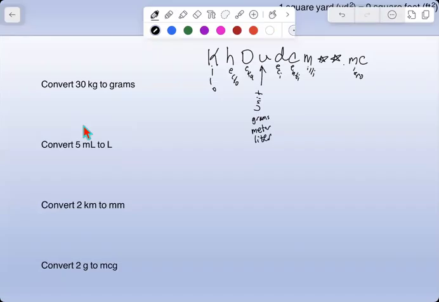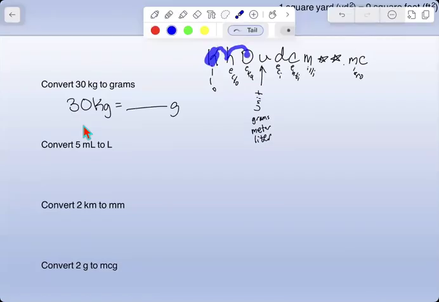I don't know if they still use it, but there is a little Greek symbol you can also use for micro. Okay, so that being said, and now we kind of know what those things are. To take 30 kilograms and convert them to grams, which is our unit, if you put your pencil on kilo and we jump to unit, which is gram, one, two, three jumps to the right.